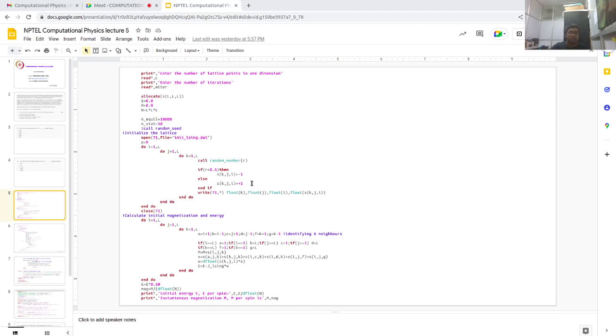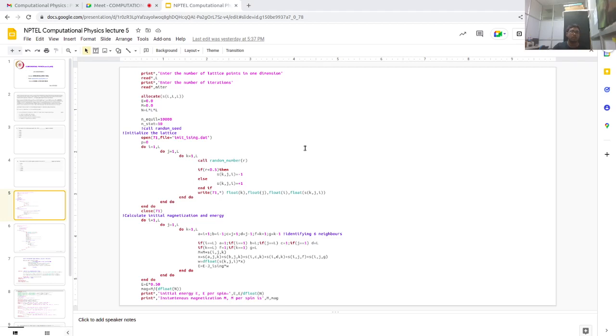Okay. So as we discussed in the previous class, what are the steps we have to follow when we are writing the programming? So initialization of the lattice, that is the first thing we have to do.